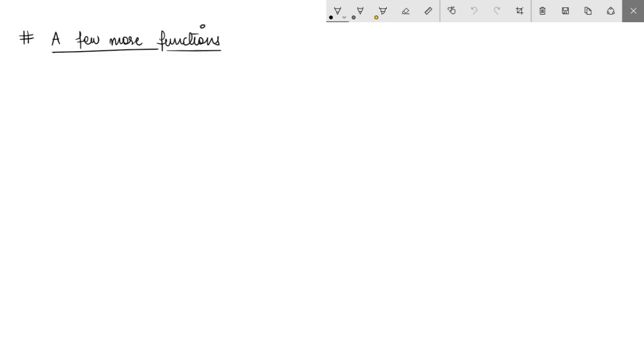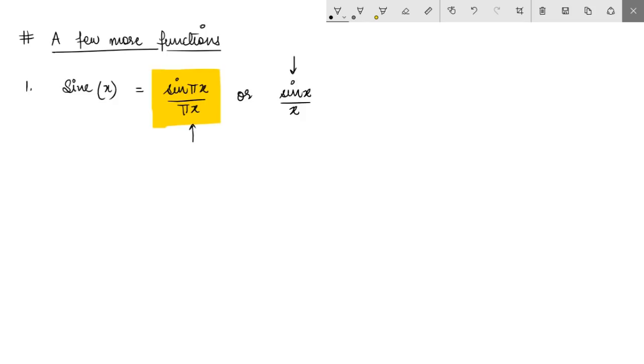So for example, one of such functions with which we are already familiar is the sinc function. So sinc of x is in some literature defined as sine pi x by pi x, or in some other literature you will find it to be defined as sine x by x. Both definitions are correct. In our course, we will be following this definition.